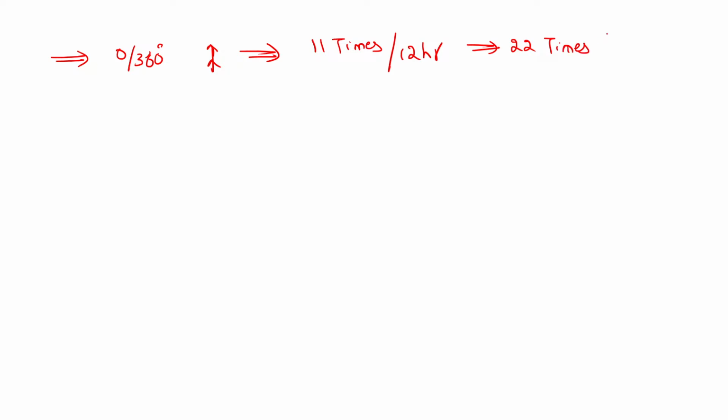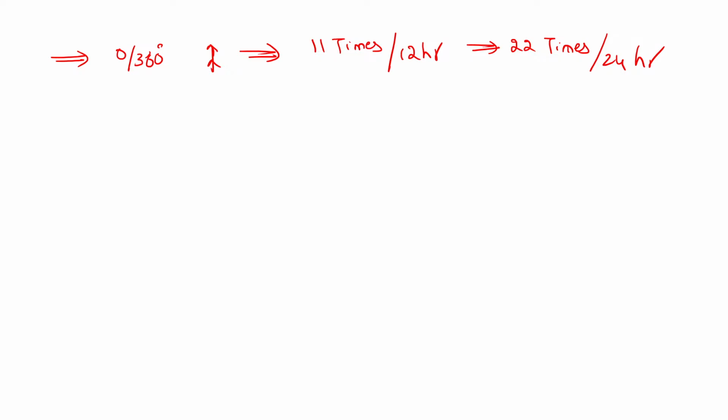So remember, if it is 0 degrees or 360 degrees, that means overlapping on each other, you are going to get 11 times for every 12 hours of time. And if it is one day, you are going to get 22 times, okay, in 24 hours of time, that is per day.